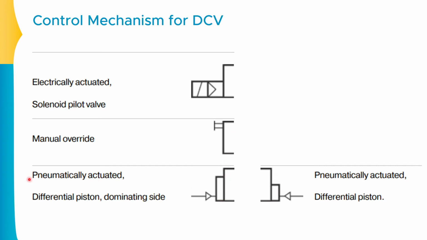Then after, we have the pneumatically actuated differential piston dominating side. So this can be represented like this, and this specific one is the modified one, which is the pneumatically actuated differential piston, which is shown something like this.